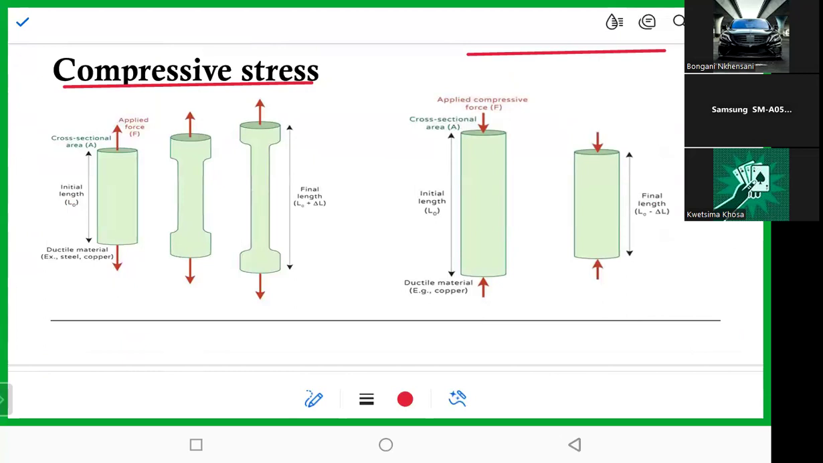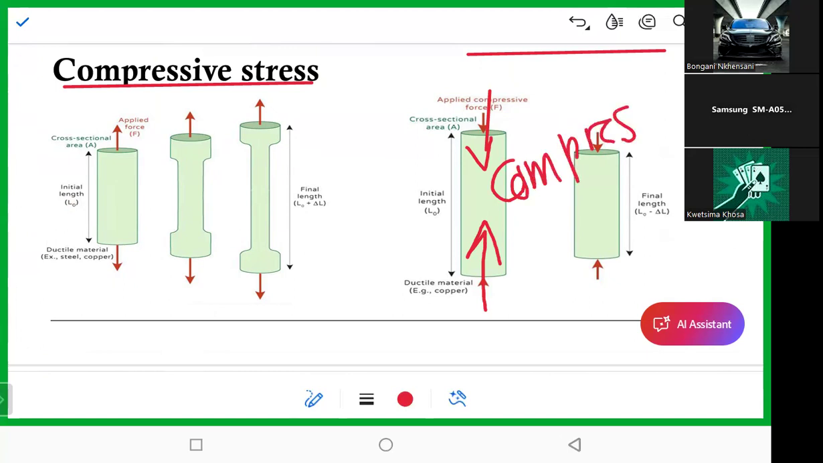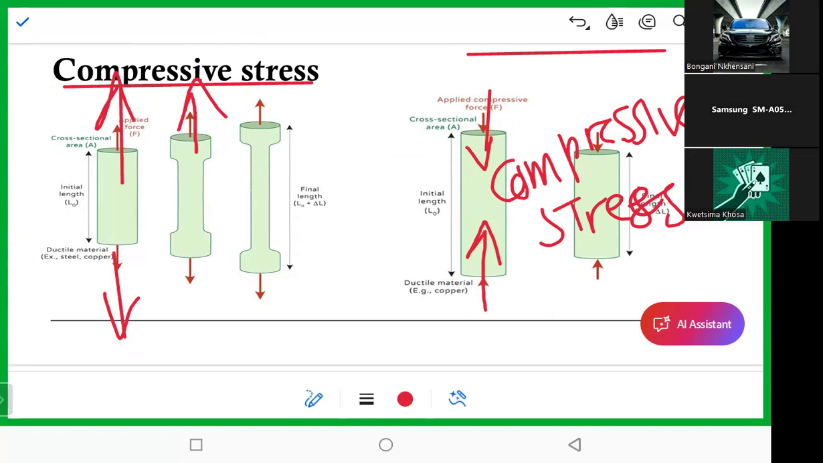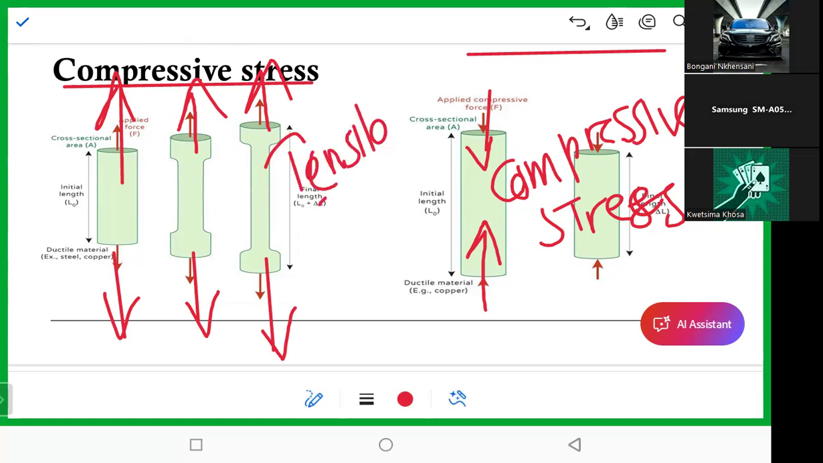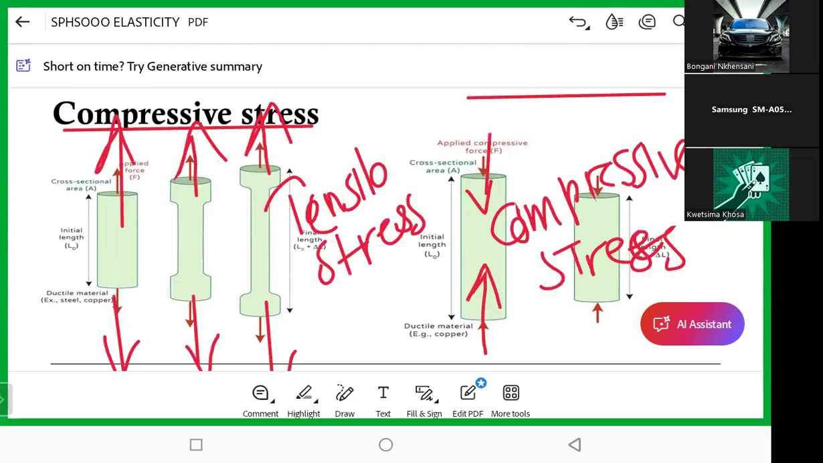You see, a force is being applied to the object. This one is what? Compressive stress. Then tensile outside. I will check the simplest definition because I think here they are not explaining them properly. So for this one, we'll say tensile, because the stress is being applied outside the object.